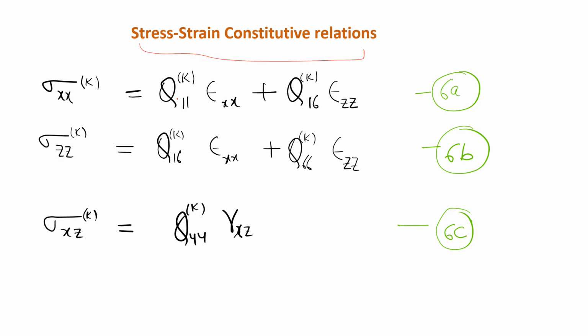Sigma xx equals Q11 of k into epsilon xx plus Q16 of k into epsilon zz. Similarly, sigma zz equals Q16 of k epsilon xx plus Q66 of k epsilon zz. And sigma xz, that's the transverse shear stress, equals Q44 of k into gamma xz.